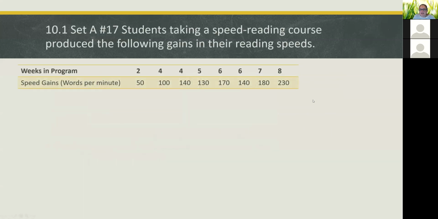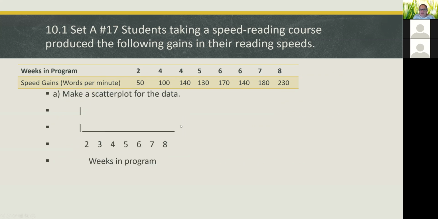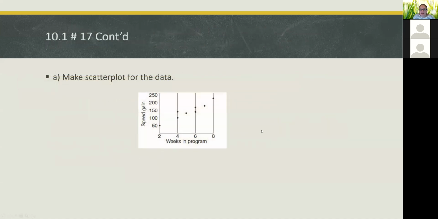Okay. Let's go ahead and take a look at the next one. It says, students taking a speed reading course produce the following gains in their reading speeds. Okay, and we have one variable that tells us how long each student's been in the program, and the other variable tells us their speed gain in words per minute. So the first thing we're going to do is make a scatter plot. So our X's are going to be how many weeks they're in the program, and then the Y will be their speed gain. And it looks like this.